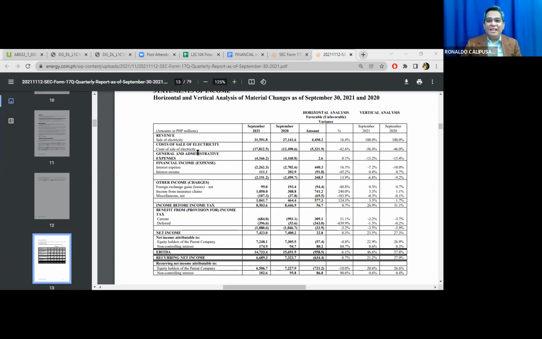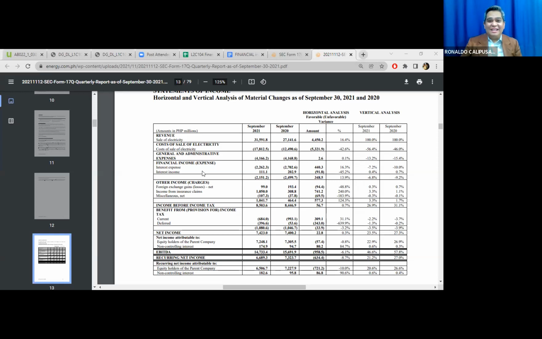And then you have your general and administrative expenses. These are not directly related to producing the power or the energy, but may be the depreciation of their building, the salaries of the employees, and other expenses not directly related to the production of electricity. So it's about 4.1 billion pesos.